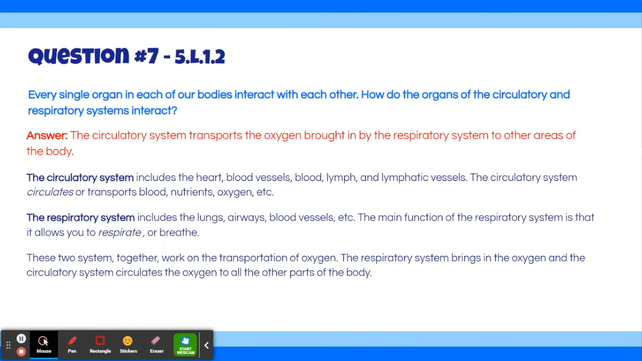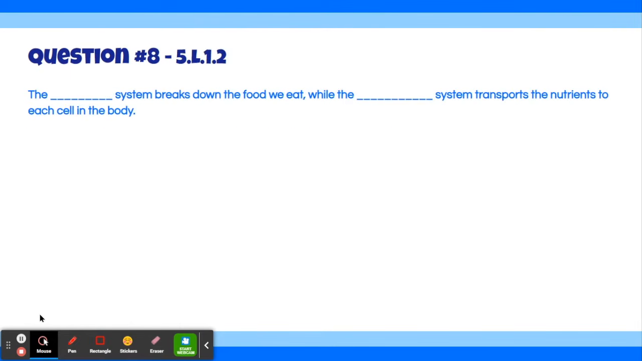These two systems work hand in hand on the transportation of oxygen. So the respiratory system brings in the oxygen, and the circulatory system circulates the oxygen to all other parts of the body, because you need oxygen to survive. The blank system breaks down the food we eat, while the blank system transports the nutrients to each cell in the body.